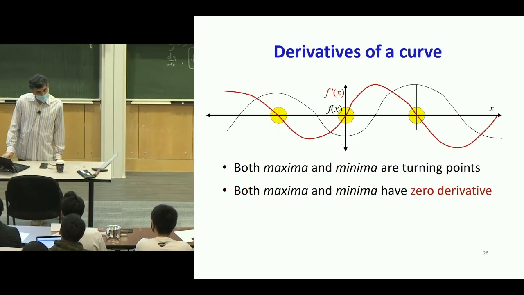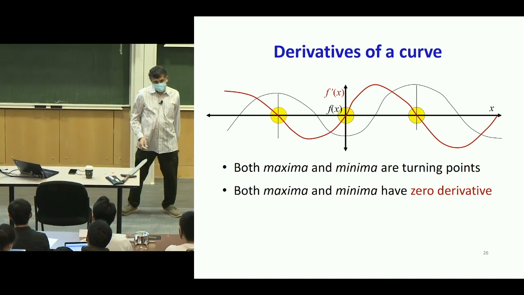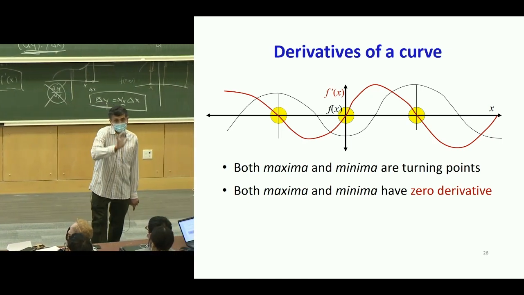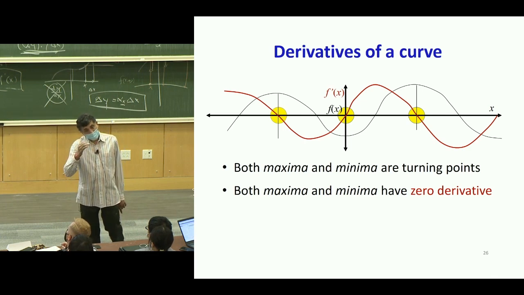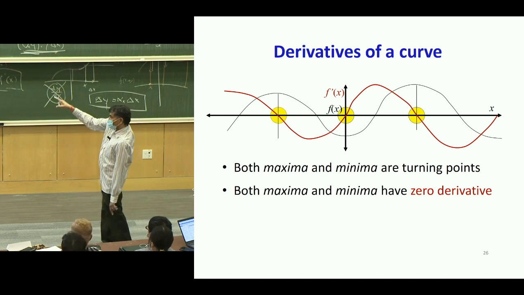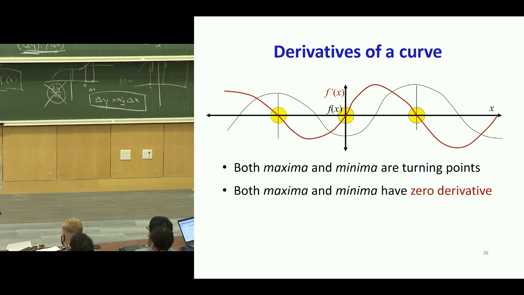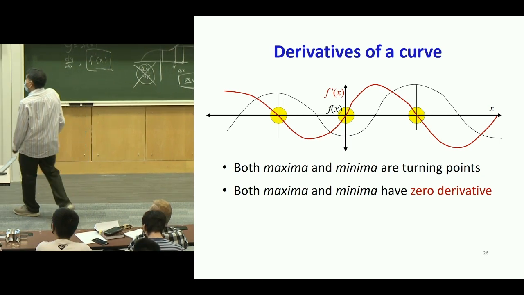So both of them have 0 derivative, which means if you plot the derivative of the function, at a maximum, the derivative is going to be positive before the maximum because the function is increasing. After the maximum, the function is decreasing, so the derivative is going to be negative, right? So if you plot the derivative, it's going to go from positive to negative. It's going to hit 0 at the maximum. Similarly, at a minimum, before the minimum, the function is decreasing, so the derivative is negative. Afterwards, it's increasing, it's positive. So the derivative is going to go from negative to positive, with 0 at the minimum, right?